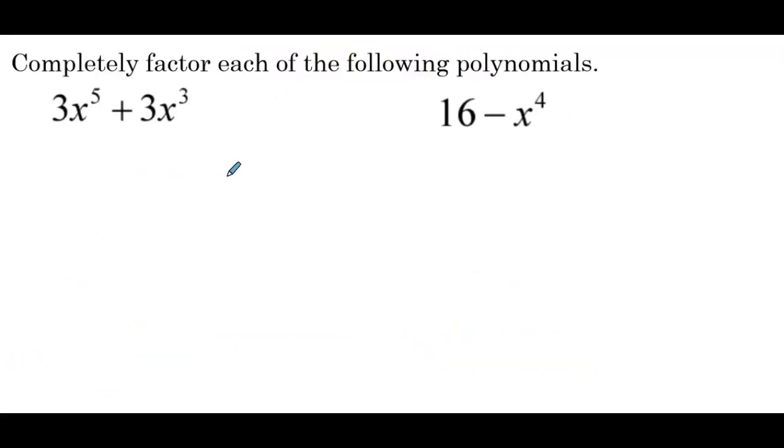Completely factor each of the following polynomials. 3x to the 5th plus 3x cubed. So the greatest common factor of these two terms is 3x cubed. That would leave us with x squared plus 1. Now, we can't factor any further than this because x squared plus 1 is not the difference of two squares, it's the sum of two squares. So we've completely factored it.